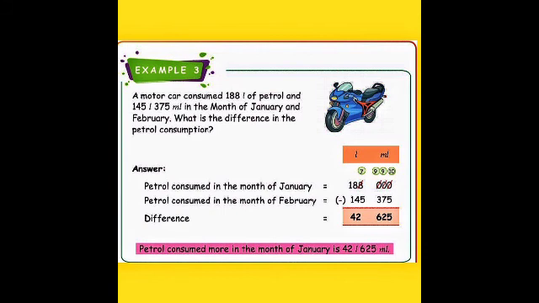Petrol consumed in the month of January is 188 liter only. In milliliter, there will be 3 zeros. And petrol consumed in the month of February is 145 liter, 375 milliliter. We want to find the difference. Okay, so we'll start from right to left. You cannot take any number from 0. So I'm going to borrow from the next number. There also 0. The next number is also 0. The next number is 8. I'm taking 1 from 8.